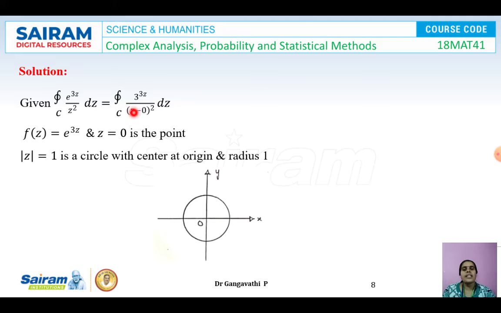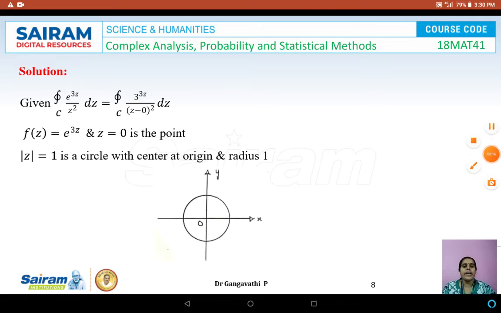So let us write that as z minus a the whole square. We can write it. And e to the power of 3z is as it is in the numerator. So this is e to the power of 3z. So f of z is e to the power of 3z and z is equal to 0 is the point. So what is the curve given?